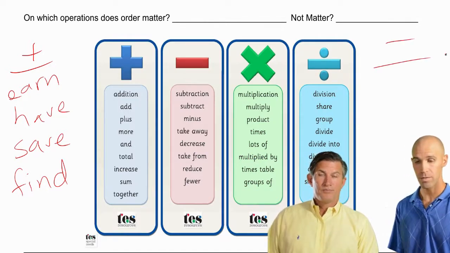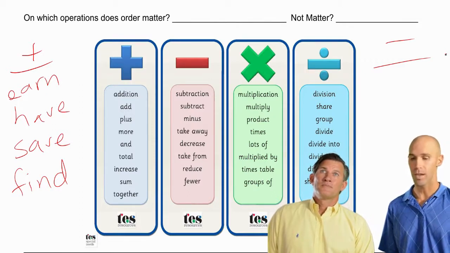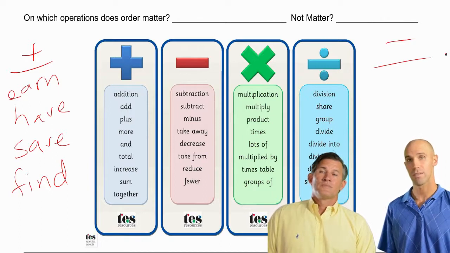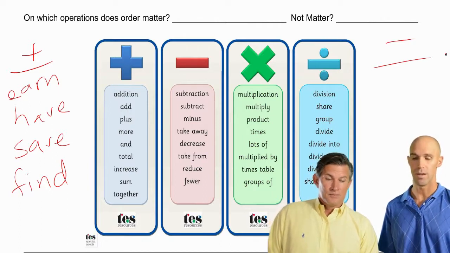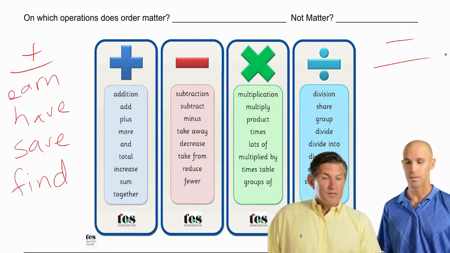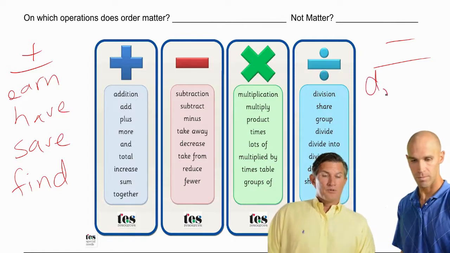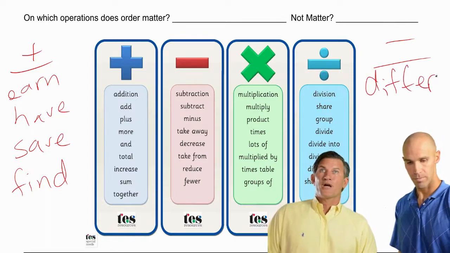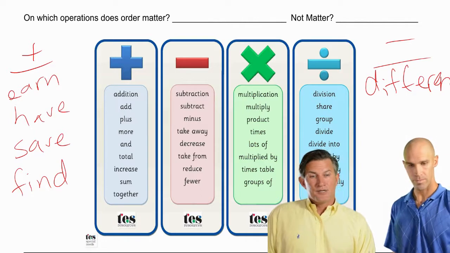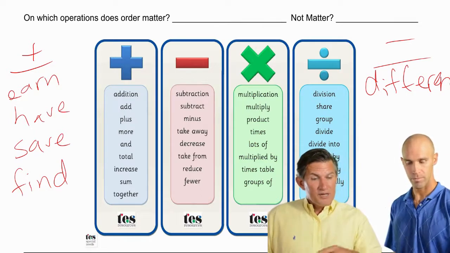Okay, subtraction. It's subtraction, subtract, minus, take away, decrease, take from, reduce, or fewer. And then of course difference. That's a big one. So put difference. The difference between two things is always going to be using subtraction, okay? And they're not asking you to describe things. Also, if you spend, so put negative.